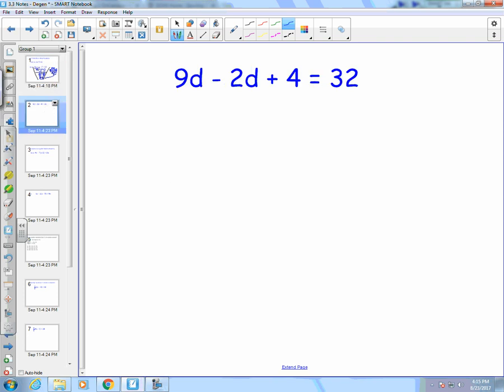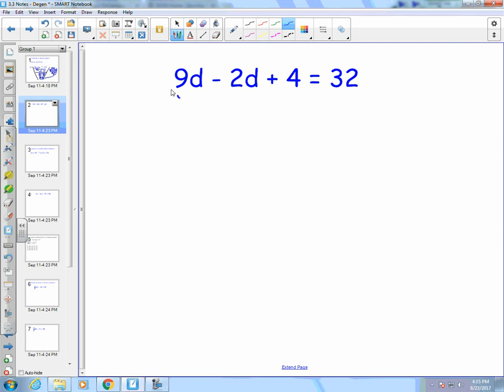Let's go on to another problem, 9d minus 2d plus 4 equals 32. If you're following along at home, perhaps you want to pause for just a moment. Work it out yourself, and then see if you have done the same way that I have gotten the answer.